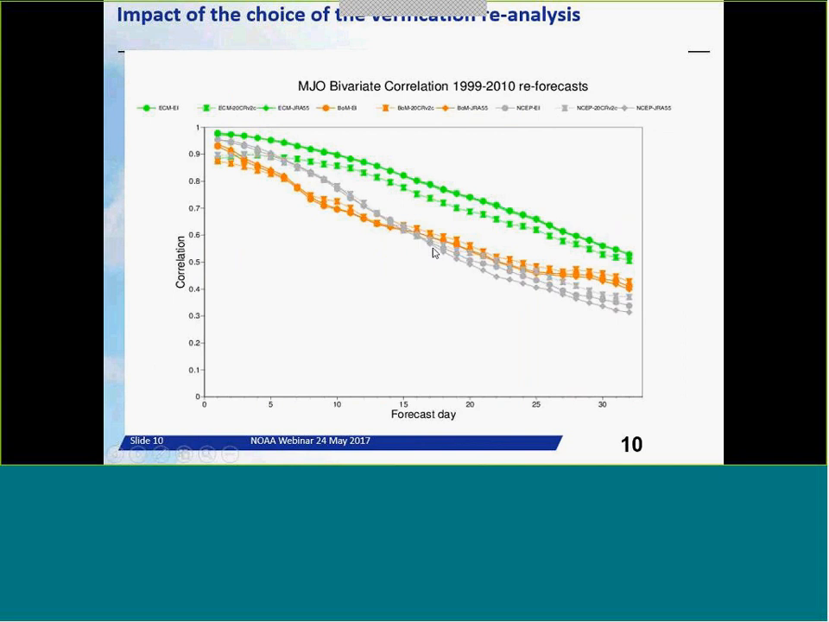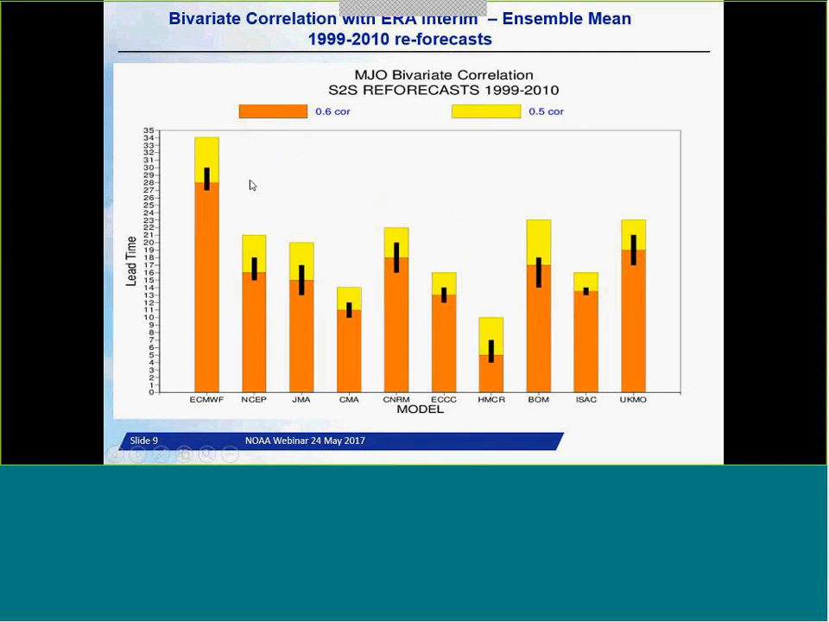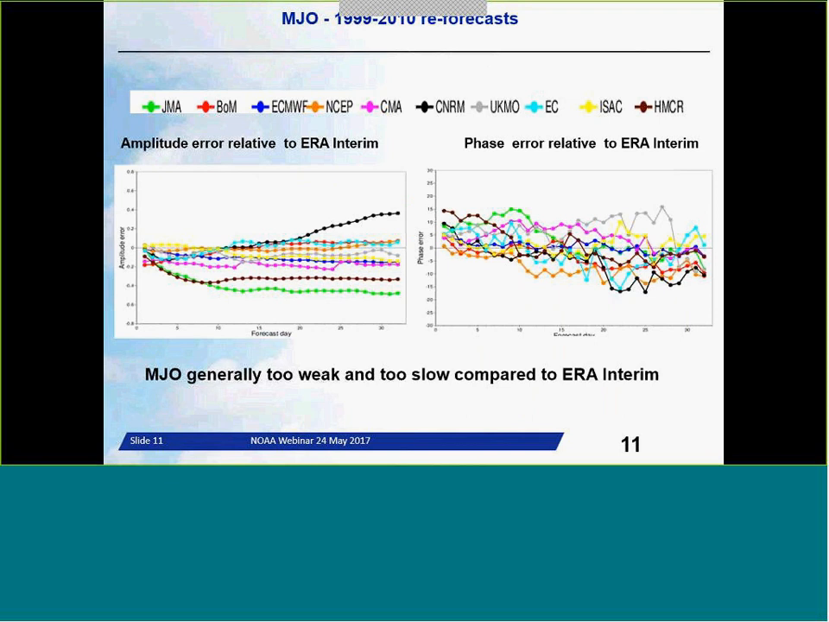Now this plot shows the skill of the model to predict the phase of the MJO up to day 30. However, it doesn't give much indication of how well the models predict the amplitude of the MJO. So this plot here shows the evolution of the amplitude error of the model relative to ERA-Interim. On the right shows the phase error relative to ERA-Interim from those 10 models. So if we go to the left panel, the vertical axis shows the amplitude error relative to ERA-Interim.